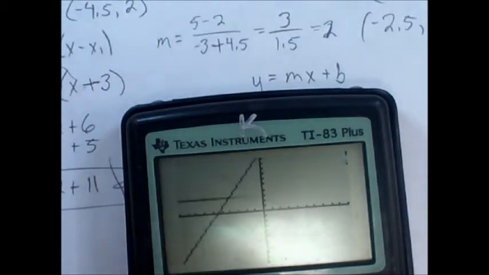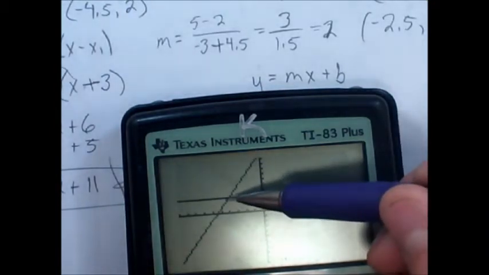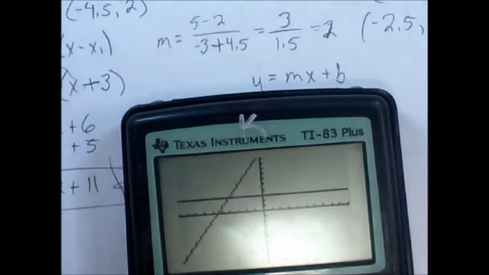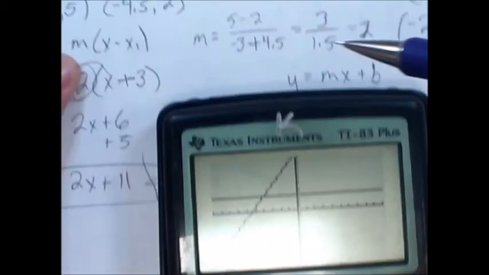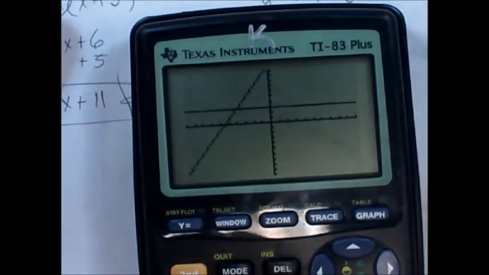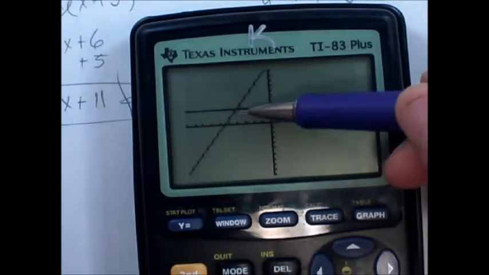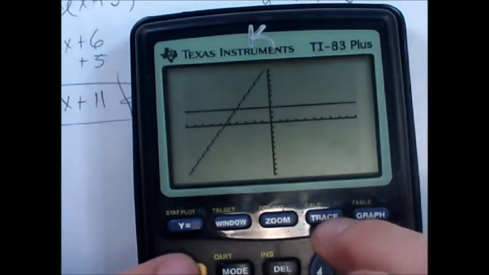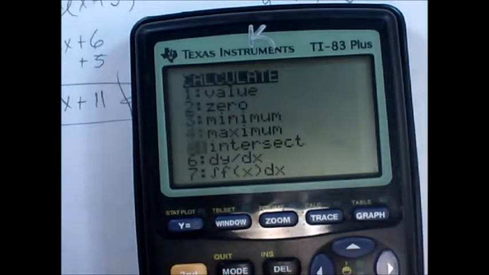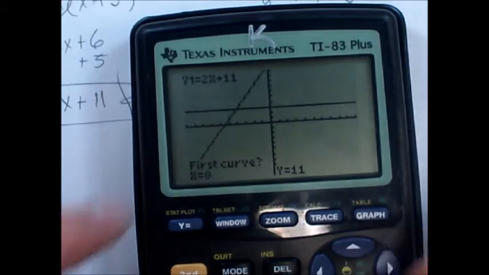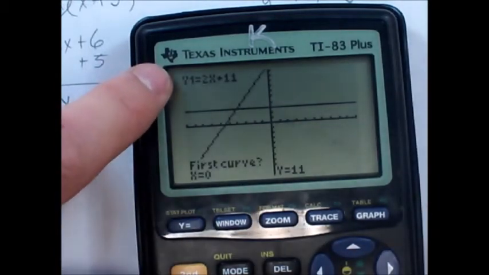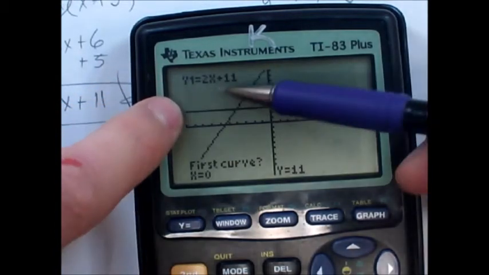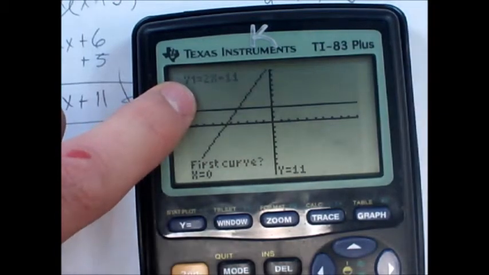You should see a point of intersection right there. We should already see that point of intersection on our original graph, but looking at our calculator, we should see it again. I need to find out exactly where that crosses, so I'll hit second calc. I'm looking for intersect. It tells me first curve. Really, it's just asking what is the first line. For me, it was the 2x plus 11, so I'm going to press enter.